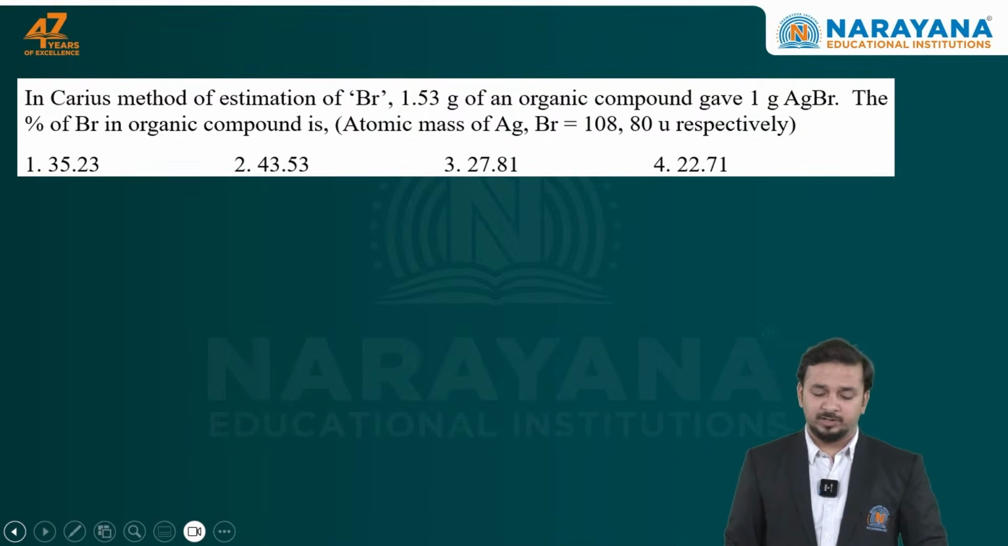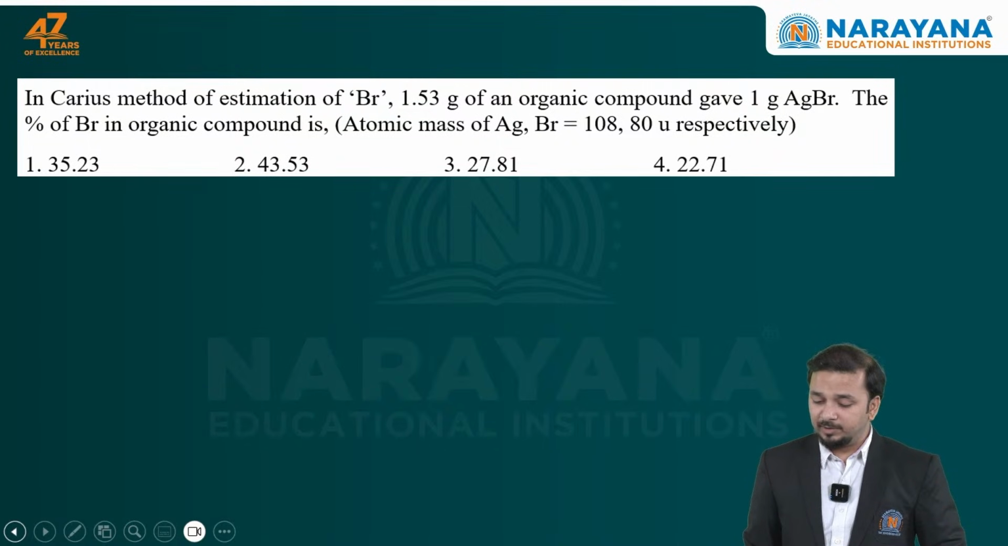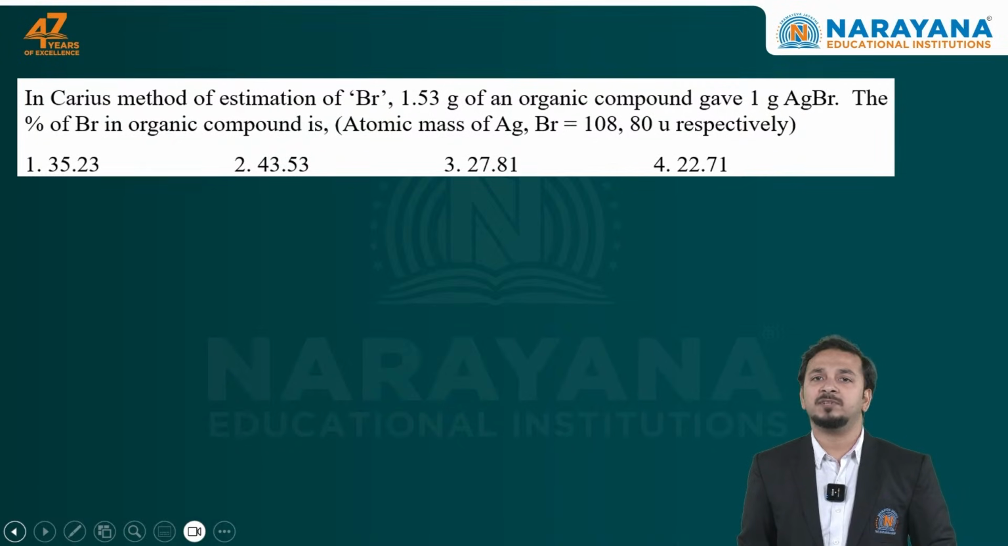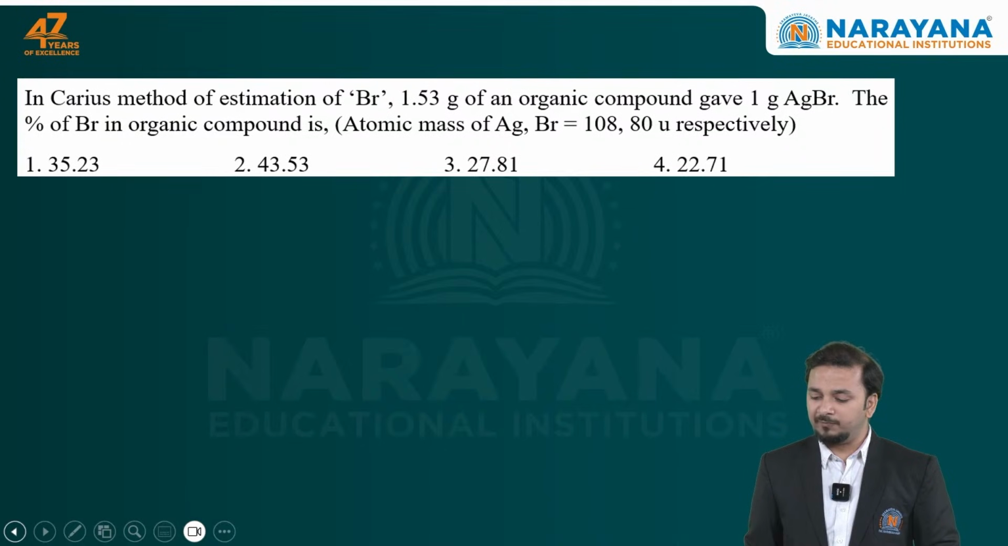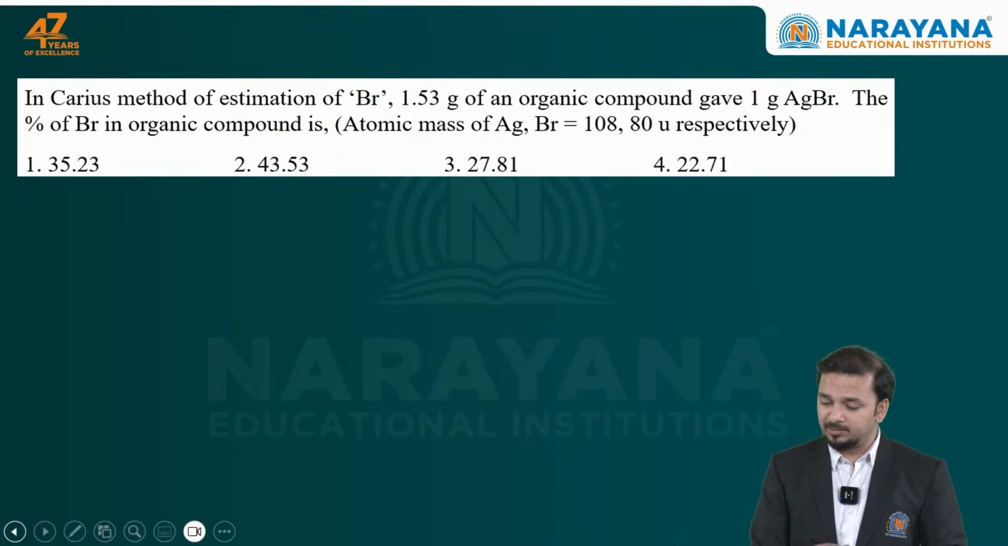The first question in front of us is based on practical organic chemistry. The question says, in Carius method of estimation of bromine, 1.53 gram of an organic compound gave 1 gram AgBr. The percentage of bromine in the organic compound is. This type of question we have seen in the previous shifts also. In this, we have to apply POAC, that is principle of atom conservation for bromine. They have given that the weight of AgBr obtained is 1 gram.